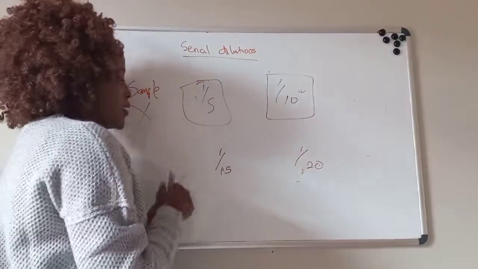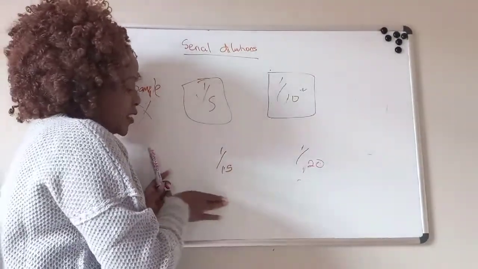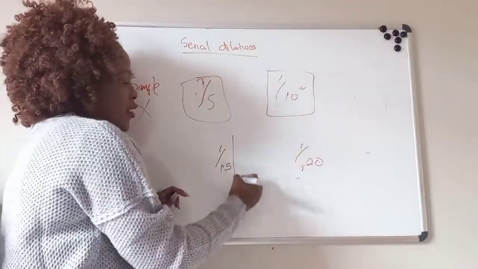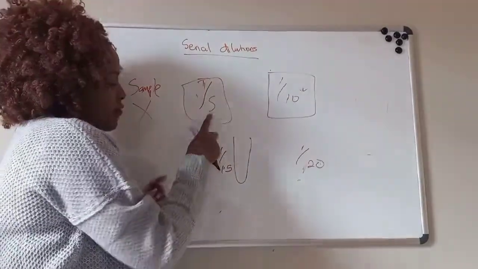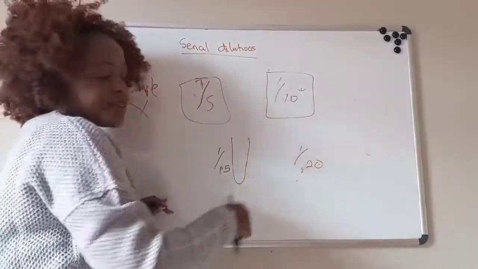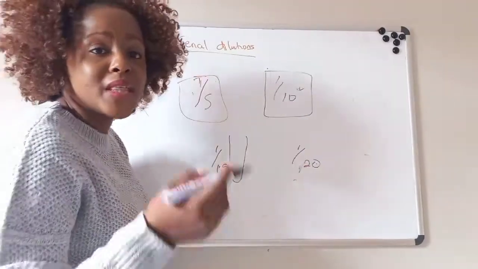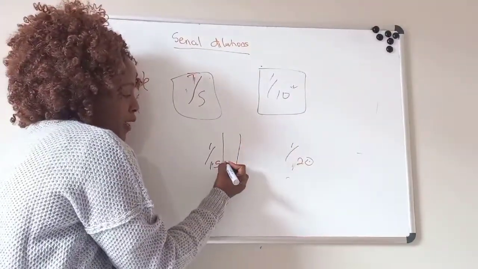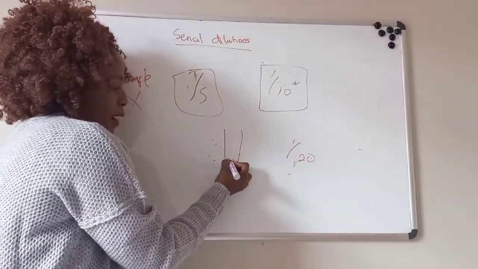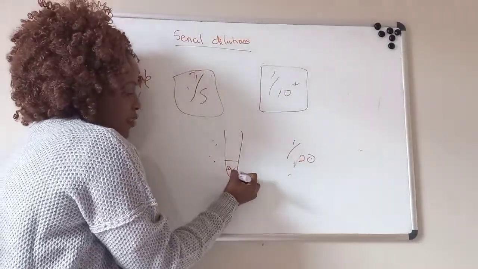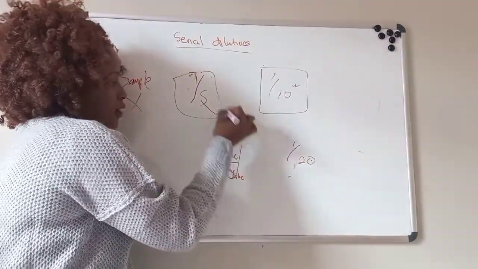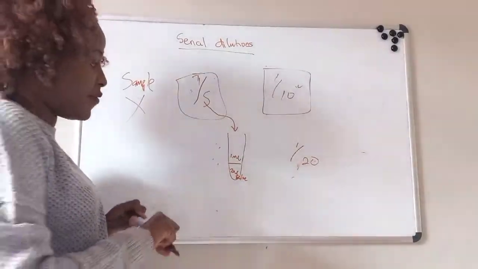So to make a 1 in 15, you can use the 1 in 5 dilution that you have made, and then you will say, okay, because I already have a 1 in 5, which number can I multiply with 5 to get 15? And that number will be 3. So it means now you will make a 1 in 3 dilution here, whereby you're going to use 2 ml of your saline and 1 ml, but that 1 ml you will take from your 1 in 5.